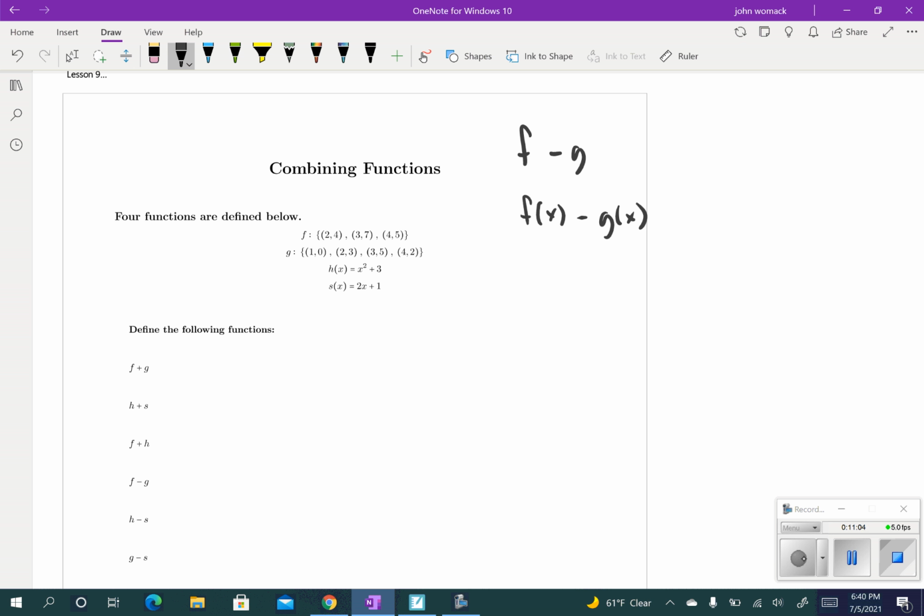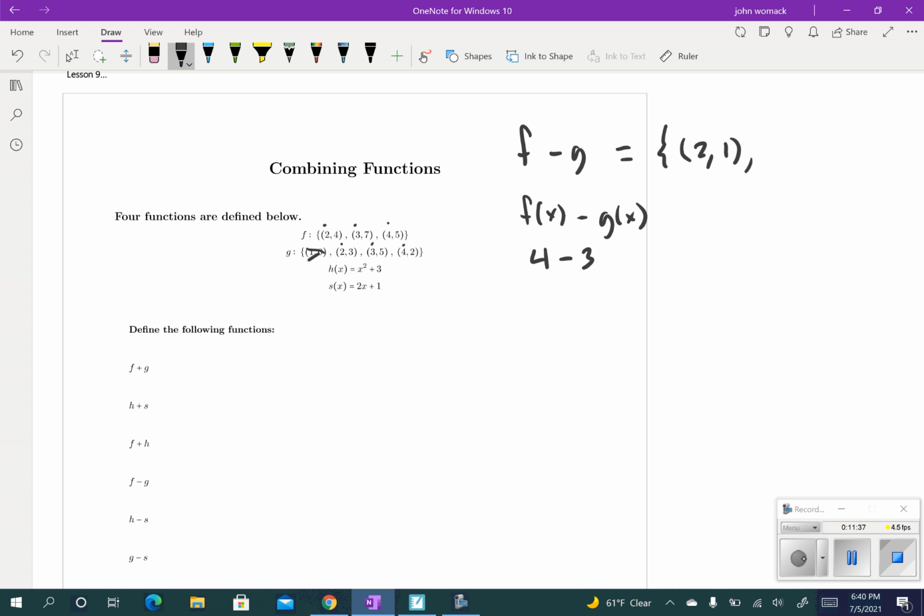Remember our domain has to be the same in both functions. So I can do the 2, the 3, and the 4, because both have a 2, a 3, and a 4. I can't do the 1 because f doesn't have a 1. If I plug 2 in, f of 2 is 4 minus g of 2 is 3. So f minus g is these sets of pairs. When I plug in 2, I get 4 minus 3, which is 1.